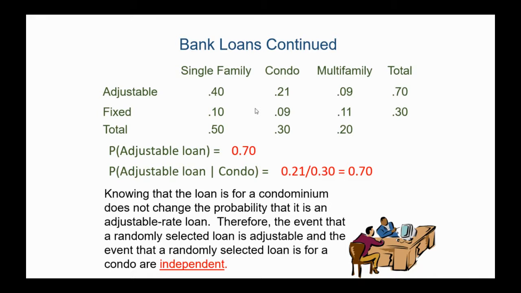Mr. Short, where did the 0.3 come from? This 0.3, yes, sir, that's the probability that the loans were from condos. Oh, okay, I see it.